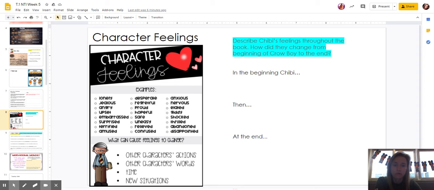In the beginning of the story, Chibi feels a certain way. So think about the beginning of the story. Think about him hiding. Think about how his teacher treated him and other students, and try to determine a feeling that Chibi has been experiencing. Please try to use some of the vocabulary in this anger chart.